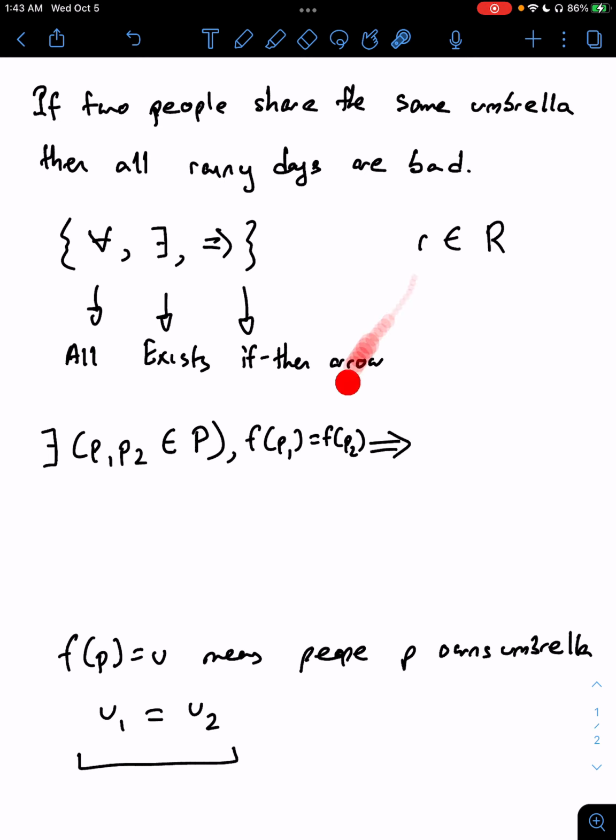So now we move past the if-then statement, and now all rainy days are bad, right? So all can be represented by this upside down A. For all rainy days, we're given that it's r, an element of big R. And there's no really nice way to express r bad, so I guess we just write r bad, and that should be the answer. I'm pretty sure.